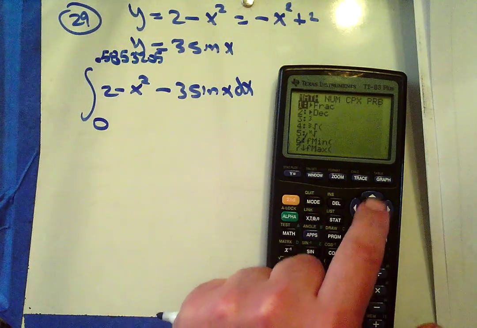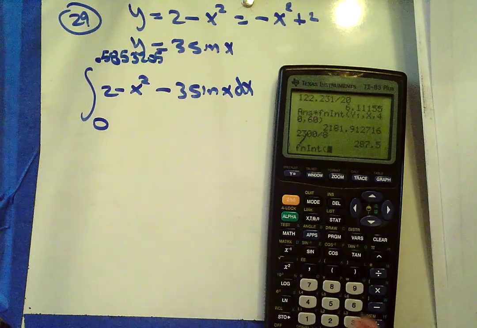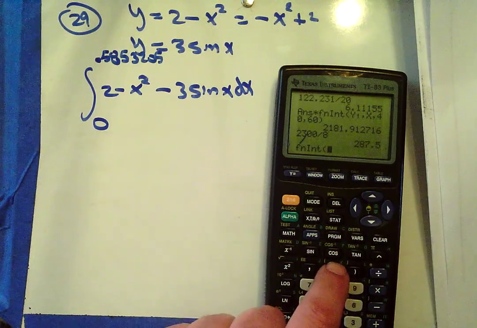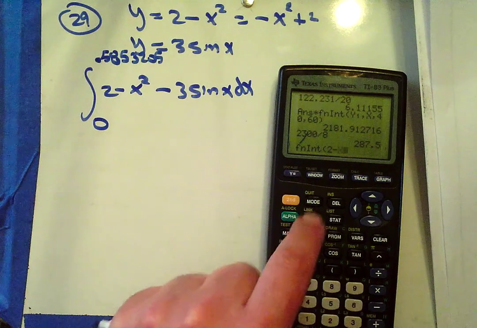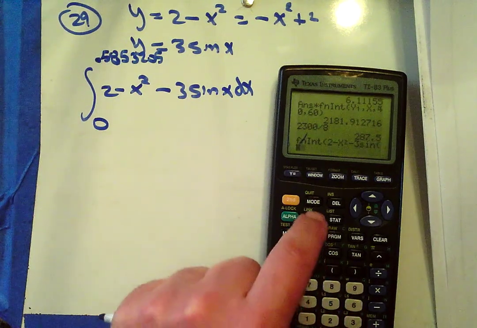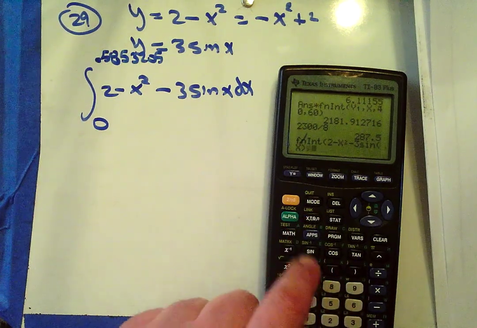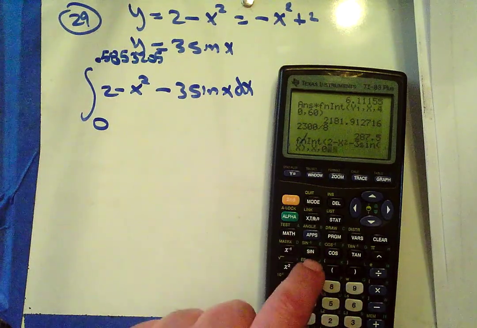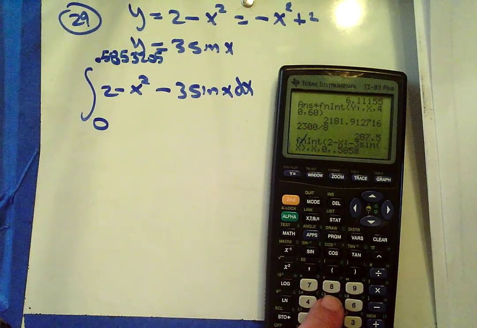Math, integral of 2 minus x squared minus 3 sine x, comma x, comma 0, comma 0.5853205.